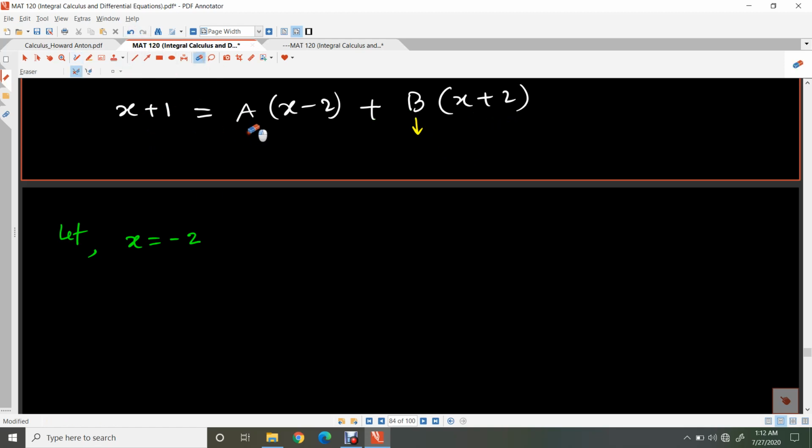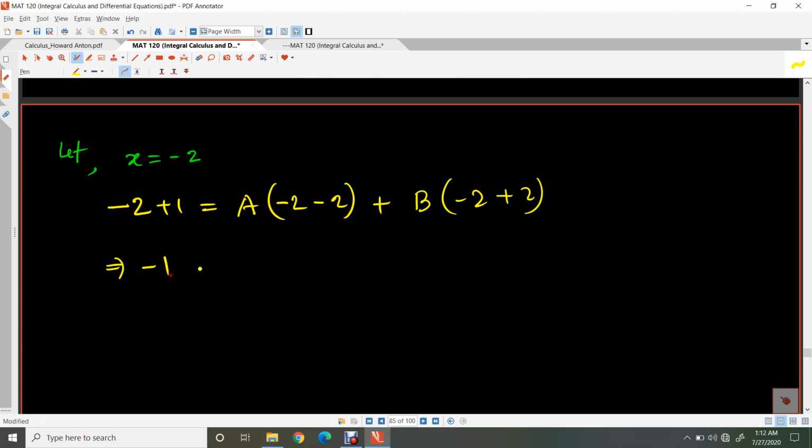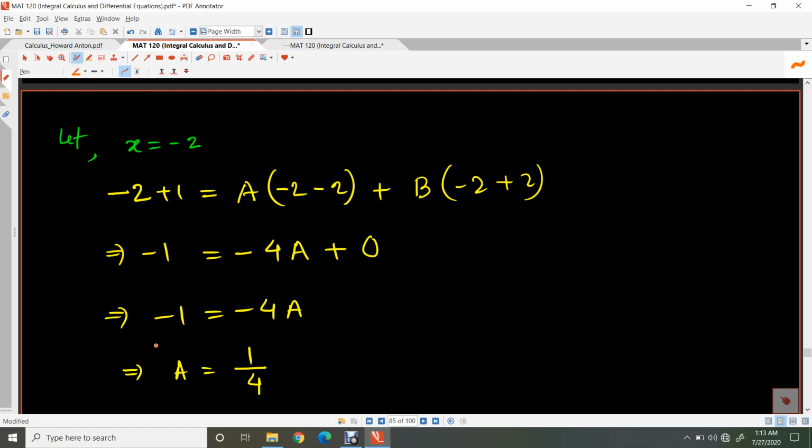So we are going to input the value of x. Let's locate x. These are the positions where we have x. So input x here: on the left side -2 + 1. The right side will be A(-2 - 2) + B(-2 + 2). So what are we getting? We are getting -1 equal to -4A, plus this part will be 0. So -1 equals -4A. That means A equals 1/4. So we have found the value of A. Let's apply the same technique.